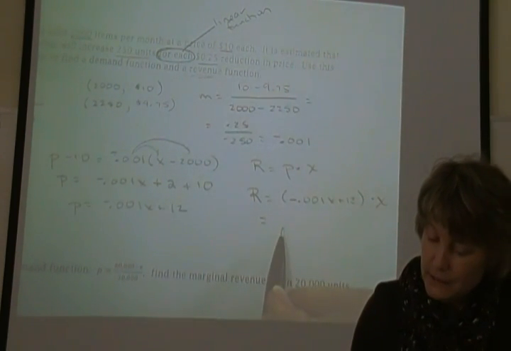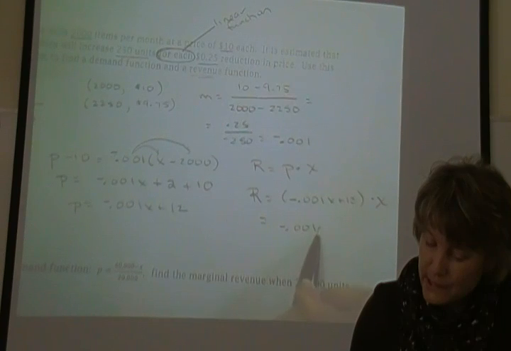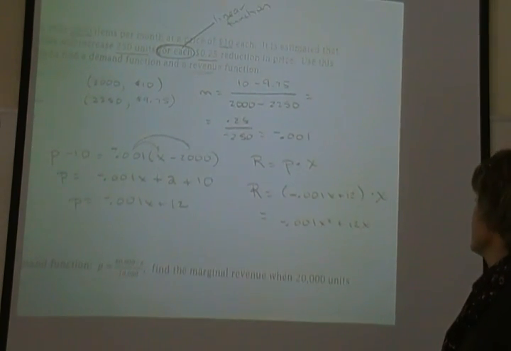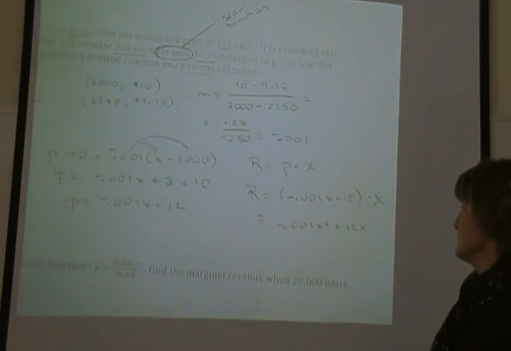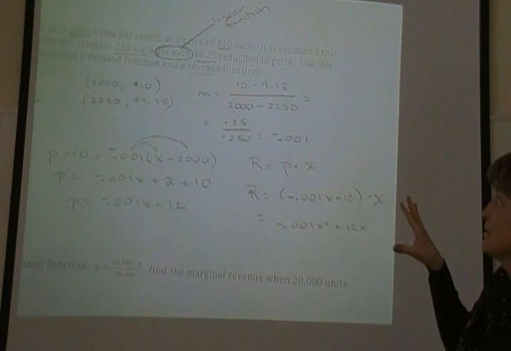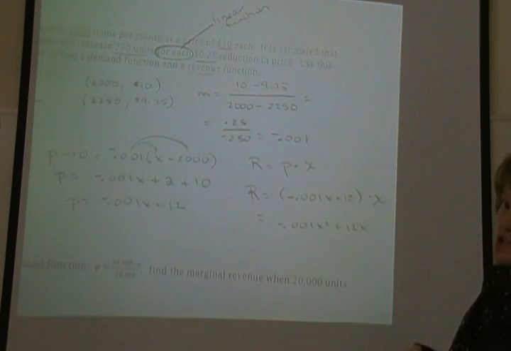I'm going to get negative 0.001 X squared plus 12X if I decide to distribute through. Whether or not you distribute through is up to you. So this is a skill that you have to have. You have to be able to take data that I give you, write a demand function, take that demand function and turn it into a revenue function. And the process is always the same. So you need to practice it until you're able to do it.